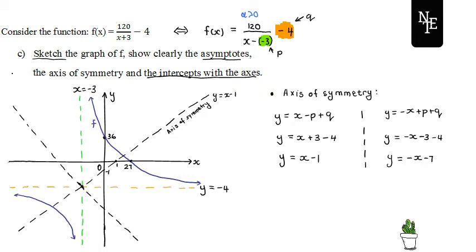Okay, so this has the equation y equals minus x minus 7, right? It has an x-intercept here at negative 7, and a y-intercept also at negative 7. Okay, and yet again, this is an axis of symmetry.